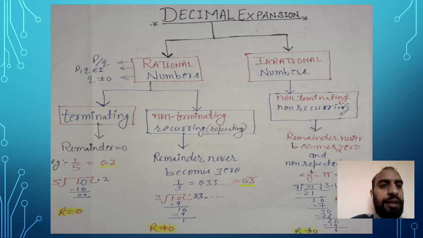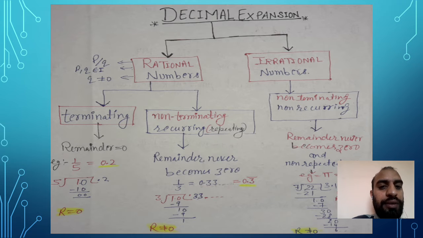Here we have decimal expansion. It is divided into two categories, rational number and irrational number. Here you all know rational numbers are represented in the form of p upon q, where p and q belong to integers and q is not equal to 0. Irrational number is the opposite of it. But when we are talking about decimal expansion, we have two cases for rational numbers: one is terminating, one is non-terminating recurring. So first I will take only terminating. Terminating means when your remainder is 0 after dividing.